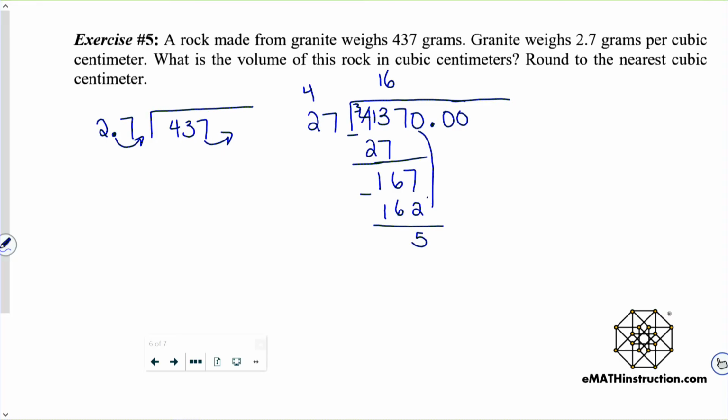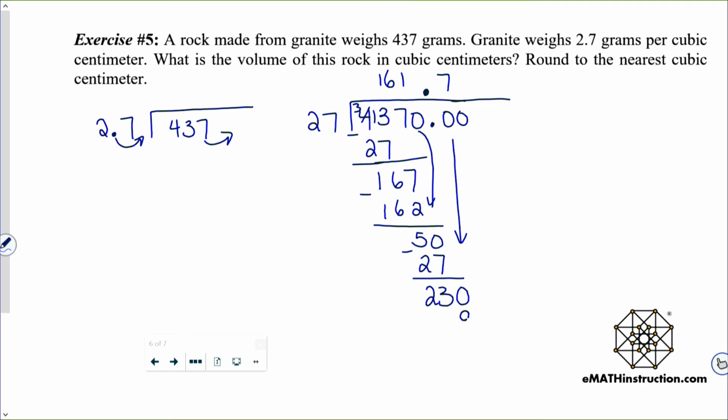I've got to drop that 0 down. Now I'm looking at 27 and how many times it goes into 50. It only goes in there one time. 1 times 27 is 27. When I subtract 27 from 50, I get 23. I've now got that decimal point, right? I'm going to drop the 0 down. I now have to think about how many times 27 goes into 230. I don't know. Let's go with 7. Let's see how that works.